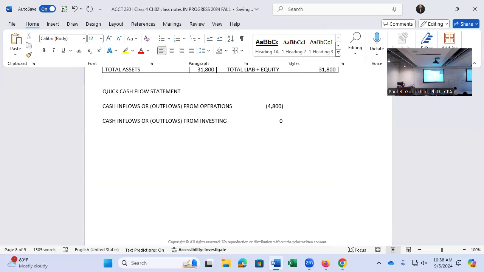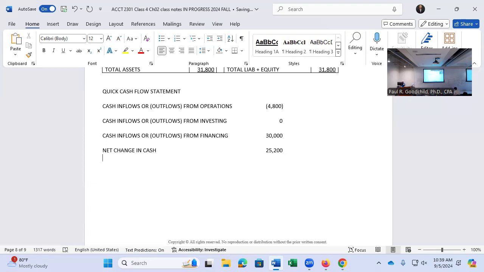And then the last one, cash inflows or outflows. Financing. In this case, we got $30,000 from the owner to start the company. And so we have net change in cash due to just net change of cash. And here we have 25,200.